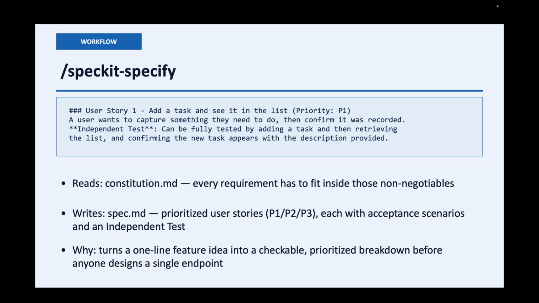This command will also create the spec markdown. Here we have an example of this markdown at the top. It's going to create prioritized user stories, each with the values of P1, P2, P3, each with their own acceptance scenarios and independent test. The idea of this command and the spec markdown is to turn that one-line feature idea that we push into this command into a markdown that can be checkable and prioritized before we do any design or implementation, just for review.